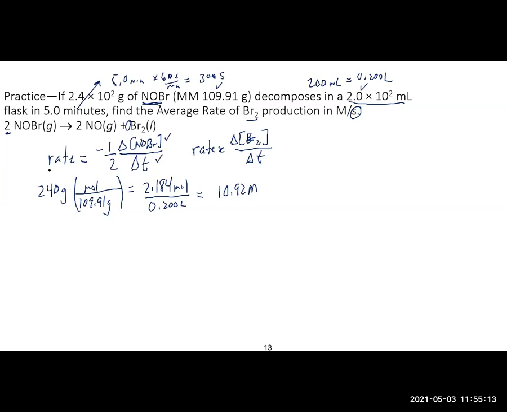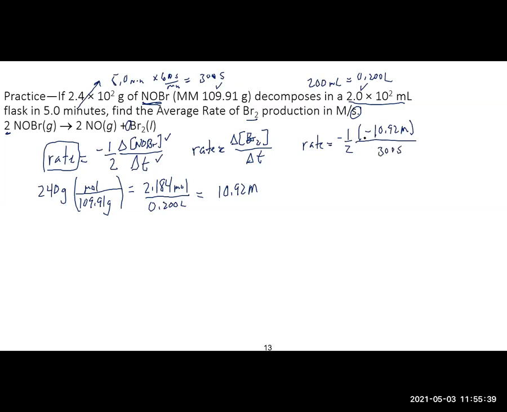We can put it all into this first expression here, to get the overall average rate of this reaction. If we do that, the rate is equal to -1/2 times minus 10.92 molar divided by 300 seconds.